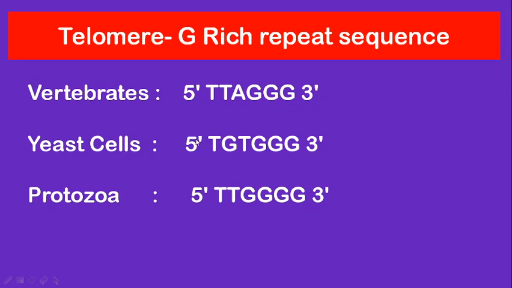In yeast cells, you can find 5'-TGTGGG. In protozoan telomeres, you can find the sequence TTGGGG. So these are the telomere sequences identified in vertebrates, yeast cells, and protozoans.